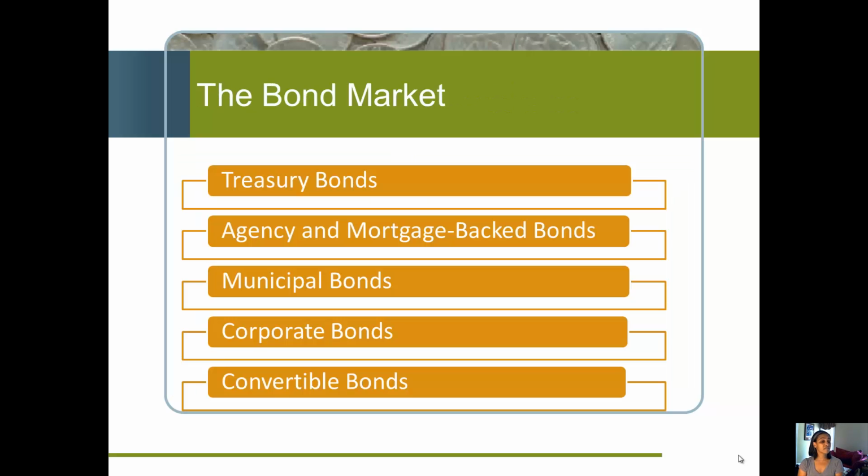There are various bonds available in the bond market. Here are some examples. Treasury bonds issued by the U.S. government, agency and mortgage-backed bonds issued by various agencies of the government, municipal bonds that are issued by state, local governments, or even school districts, corporate bonds that are issued by corporations, and then convertible bonds, which are bonds that under certain conditions could be converted into stock.